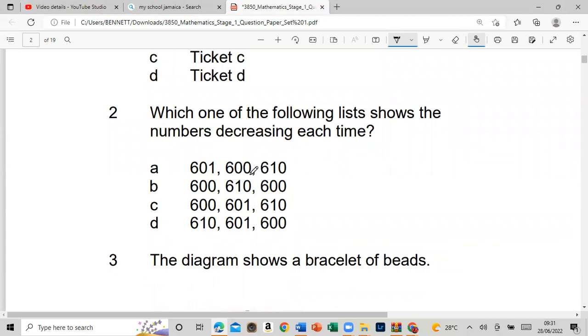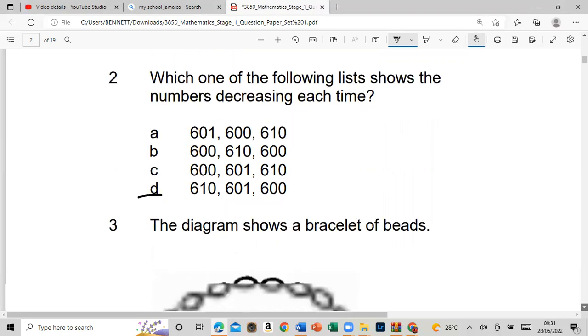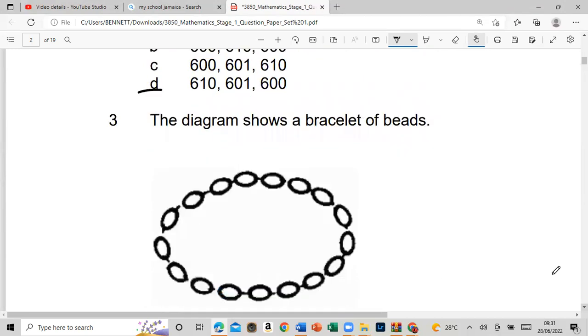Which of the following lists show the numbers decreasing each time? Decreasing. 601, no. 600, no. 610, 600, 601, and then 600. So that's descending order.